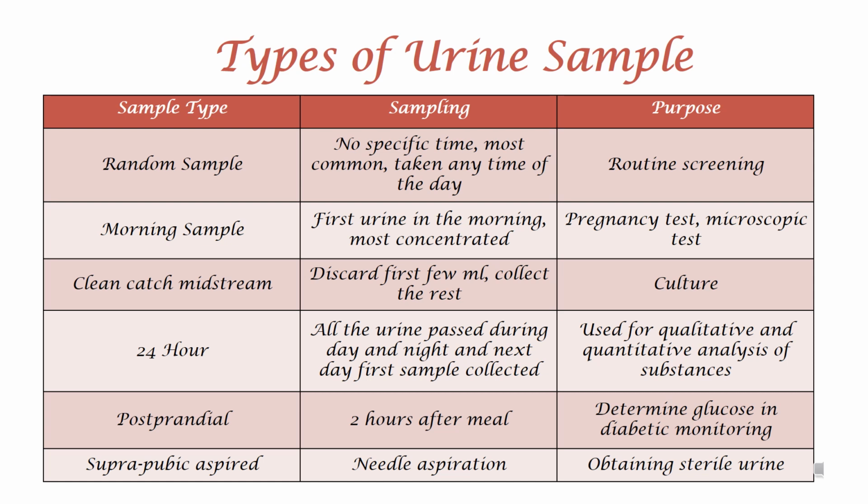Types of urine sample. There are basically different types of urine samples required for different types of tests, which have different purposes. Like a random sample, with no specific time, it is most commonly taken any time of the day. It is used for routine screening. When we require a urine sample for a pregnancy test or other microscopic tests, it is required to take the sample in the morning, which is the first urine in the morning, and it is most concentrated.